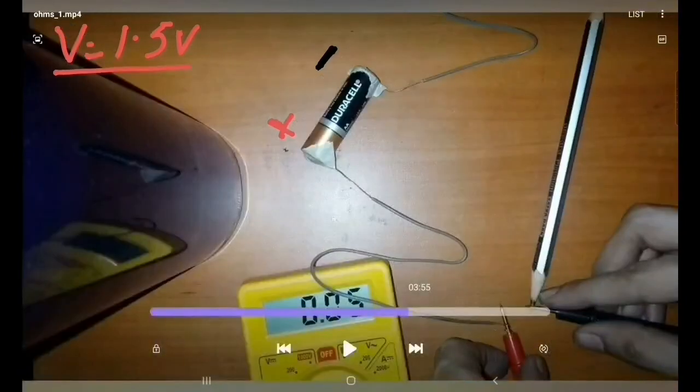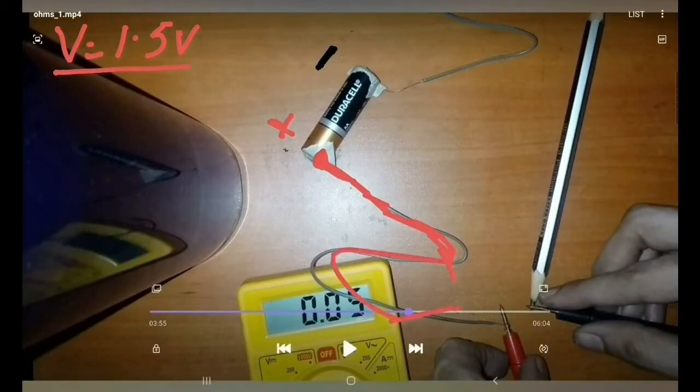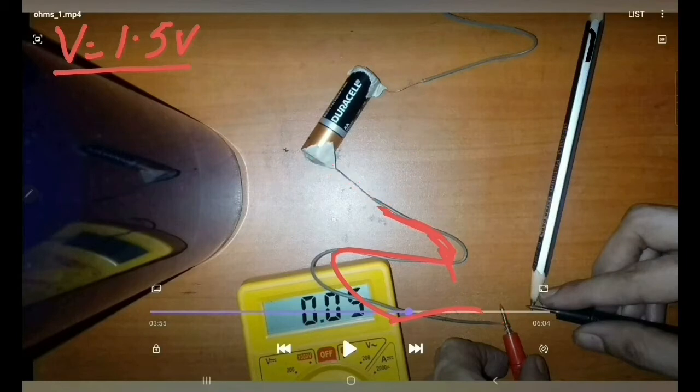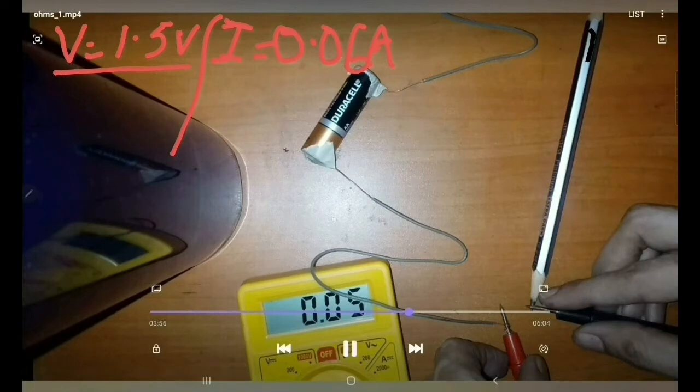When you are calculating, see the positive terminal of the battery, it is connected to the red terminal of the multimeter, and one end of the pencil lead is connected to the black terminal of the multimeter, so that we can get the value of current. So this is how we have to measure the current. The positive terminal should be connected to the positive of the battery, and the black one should be connected to the pencil lead. So that is how we find the voltage and the ampere or the current.